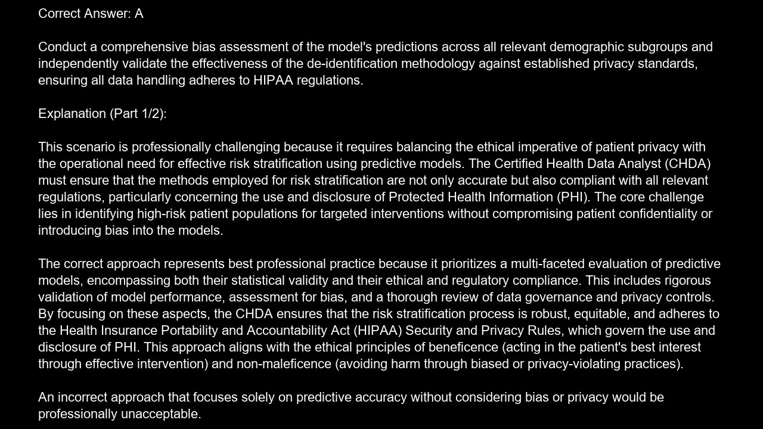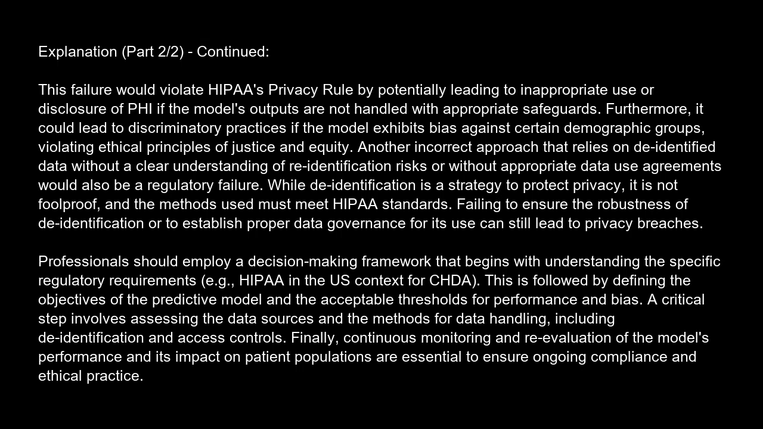An incorrect approach that focuses solely on predictive accuracy without considering bias or privacy would be professionally unacceptable. This failure would violate the HIPAA privacy rule by potentially leading to inappropriate use or disclosure of PHI if the model's outputs are not handled with appropriate safeguards. Furthermore, it could lead to discriminatory practices if the model exhibits bias against certain demographic groups, violating ethical principles of justice and equity. Another incorrect approach that relies on de-identified data without a clear understanding of re-identification risks, or without appropriate data use agreements, would also be a regulatory failure.